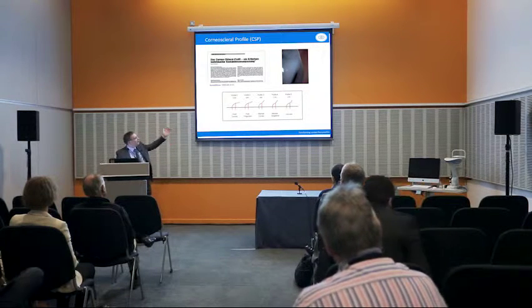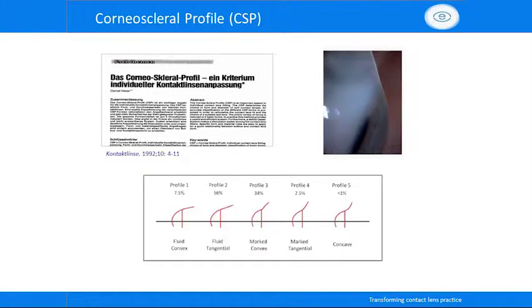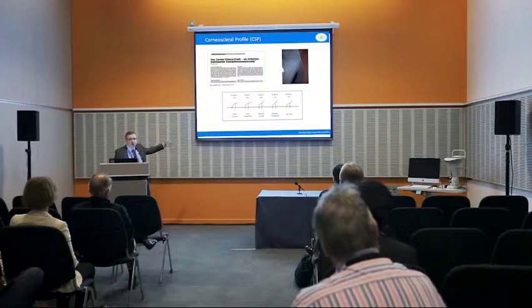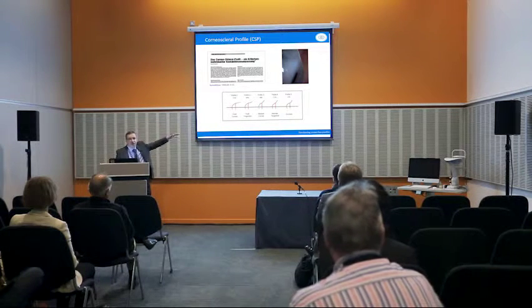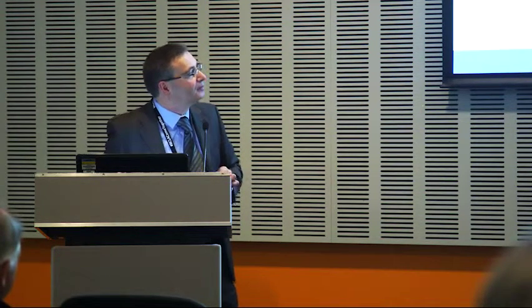So he found a fluid complex shape and then a fluid tangential shape. And that fluid tangential shape, which came straight from the cornea, straight into the sclera, was 56% of cases. Then marked tangential and marked convex, and then finally a concave.